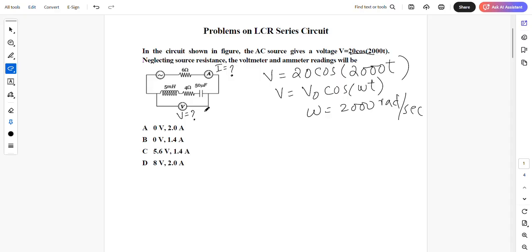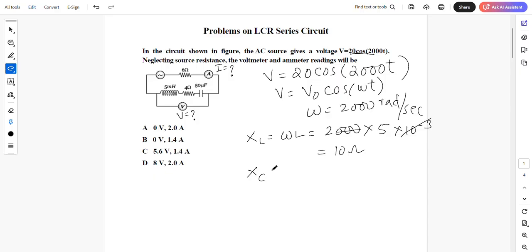Now we'll see. First we'll calculate XL, the inductive reactance. XL is equal to omega into L. Omega is 2000, into L, which is given as 5 millihenry, 5 into 10 to the power minus 3. This 10 to the power minus 3 and the 3 zeros get cancelled, and that is equal to 10 ohm. That is the inductive reactance.